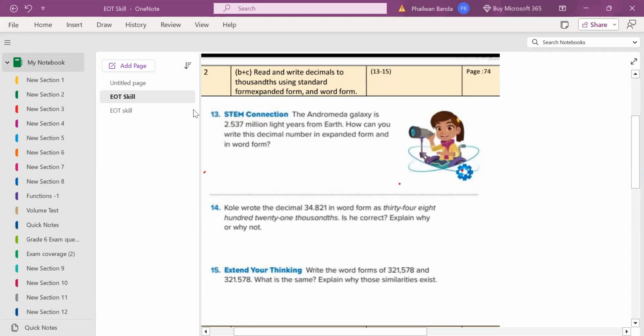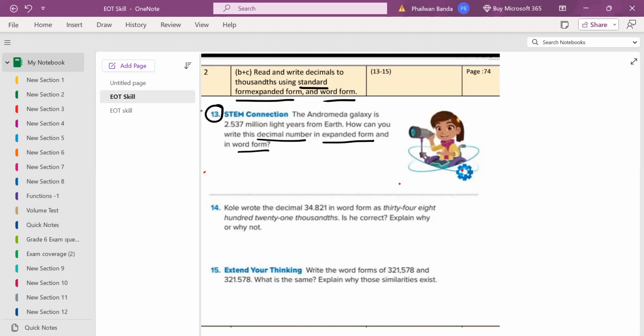Now look at this 13th question. These questions are based on standard form and expanded form. It's also called word form: standard form, expanded form, and word form. So read the question. The Andromeda galaxy is 2.537 million light years from Earth. How can you write this decimal number in expanded form and the word form?